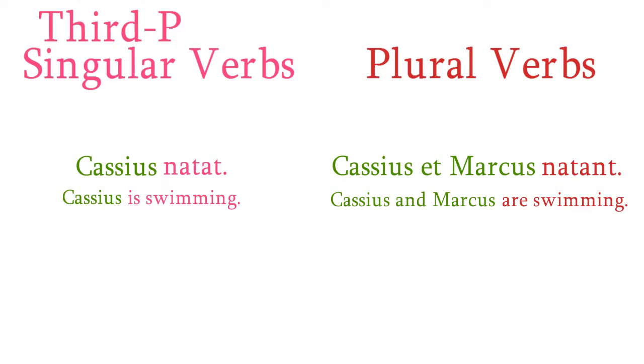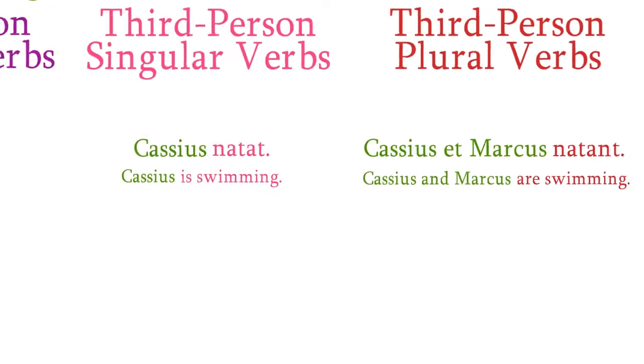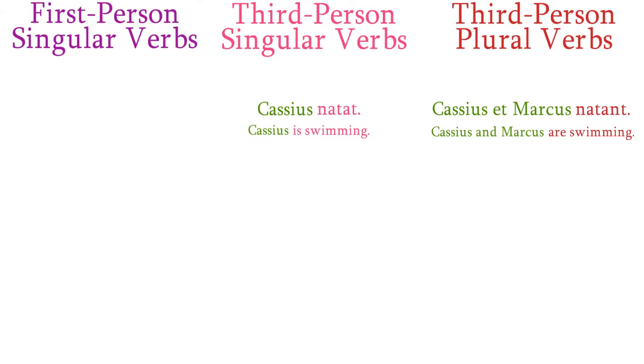These types of verbs are collectively called third-person verb forms because they are used to talk about the actions of a person who is neither speaking nor being spoken to. In contrast, when you as a speaker are talking about yourself, you use a different verb form, the first-person singular.